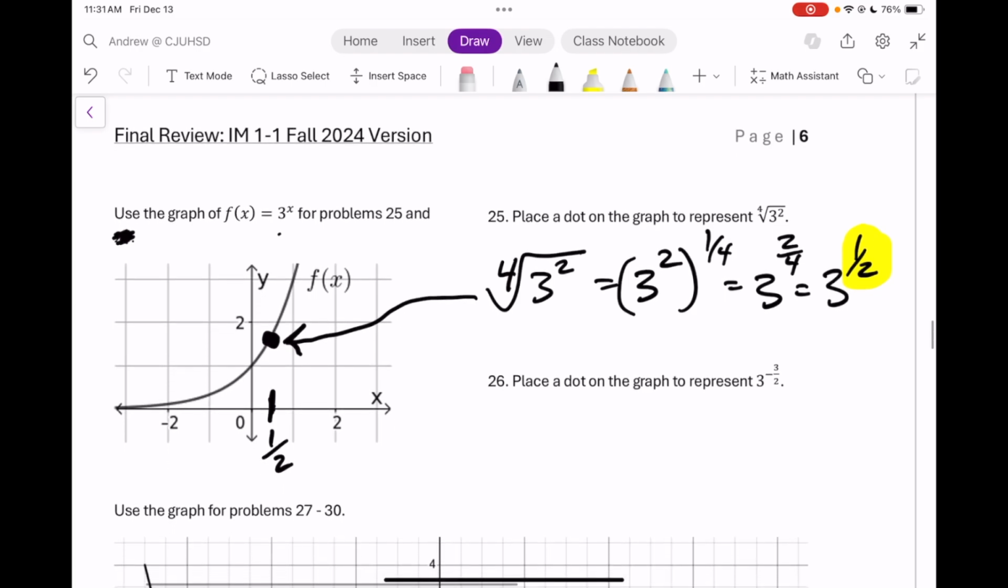Okay, 26 says, place a dot on the graph to represent 3 to the -3/2. Well, -3/2 is equivalent to -1.5. So if you go left 1.5 and straight up to the graph, you're going to be right about here. That's -1.5. The key, though, is that it's on the graph.